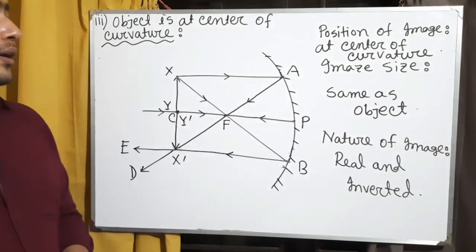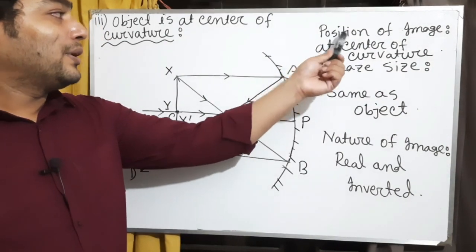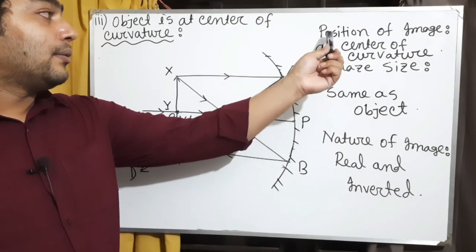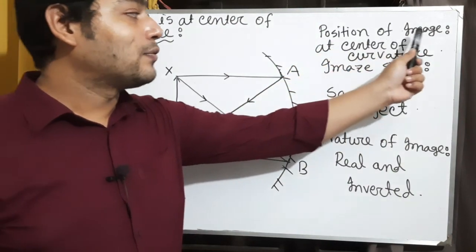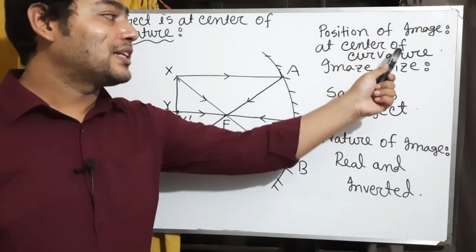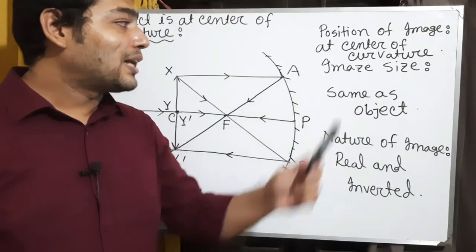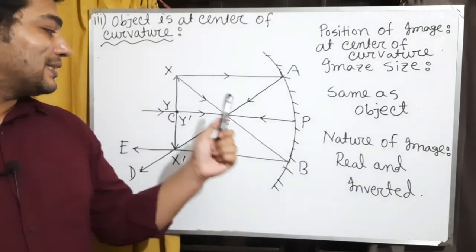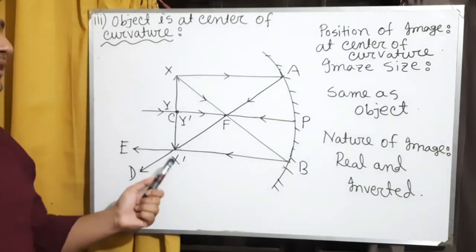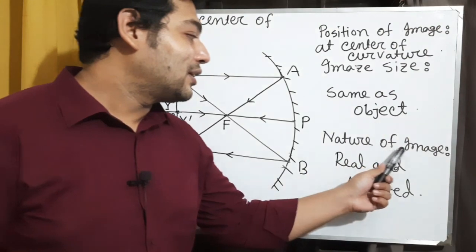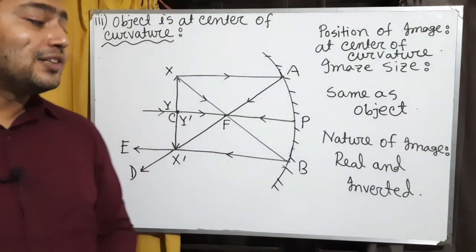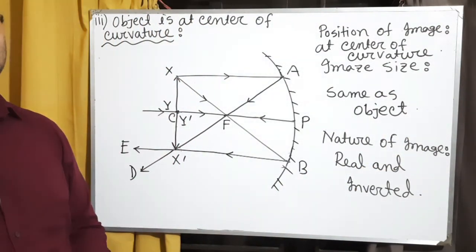Now we get the image. So the position of the image is at the center of curvature. The size of the image is the same as the size of the object. And the nature of the image is real and inverted.